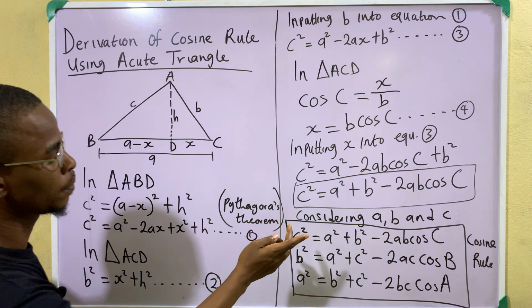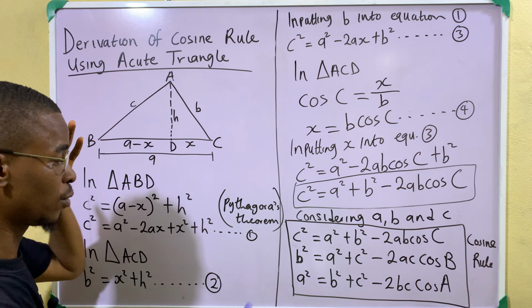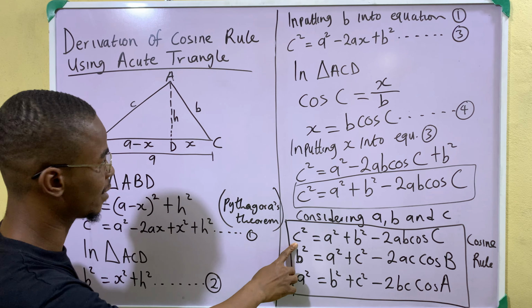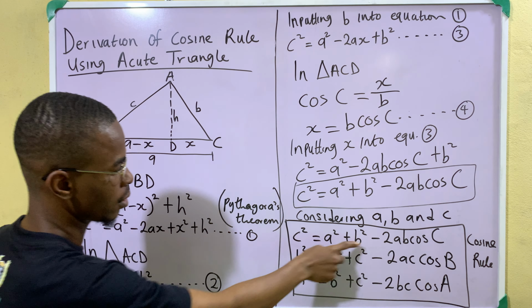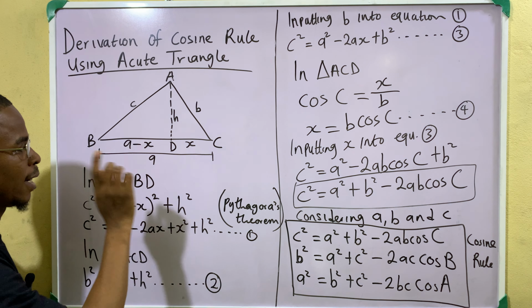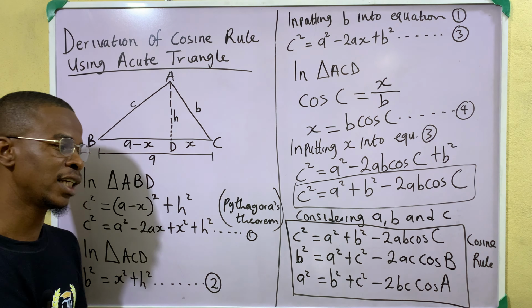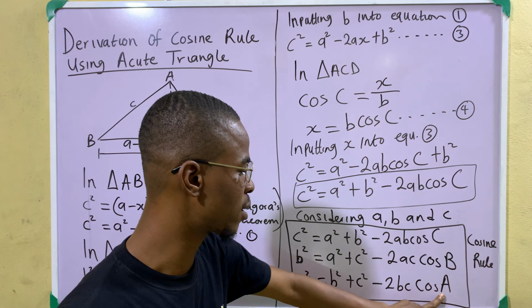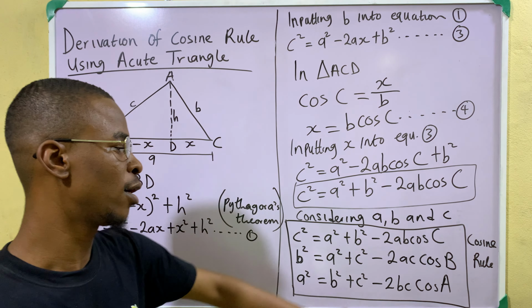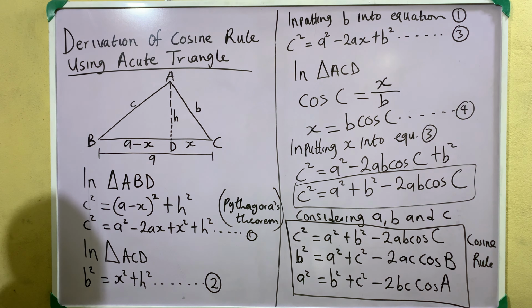If you have to look for the sides a, b, or c, you can use this rule. If you're looking for side c, use this. If you're looking for side b, use this. If you're looking for side a, use this. As simple as that. And if you look for the angles involved, that means cos A, cos B, cos C, all you have to do is make cos A the subject of the formula, or cos B, or cos C, and then you solve. You get your answers correctly.